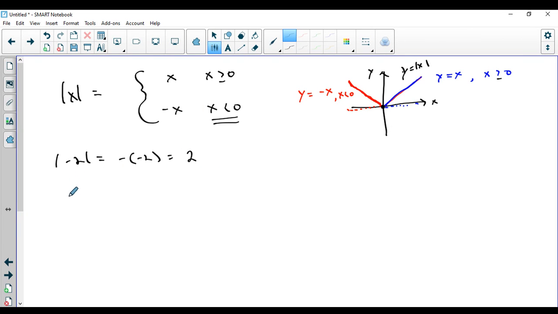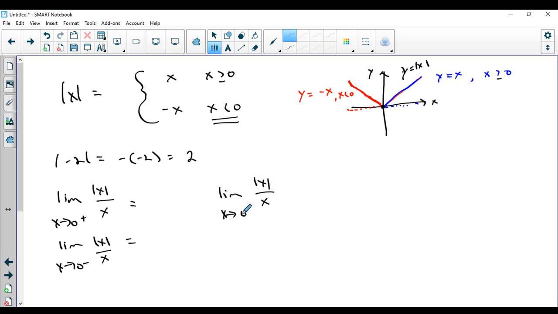All right, so now what if I wanted you to do the limit of absolute value of x over x as x goes to 0 from the right, and then I'm going to want you to do the limit of absolute value of x over x as x goes to 0 from the left. I want you to do that. And then finally, I want you to do, if possible, the limit of absolute value of x over x as x goes to 0 from both sides. So we're just kind of getting a little review of our notation here.